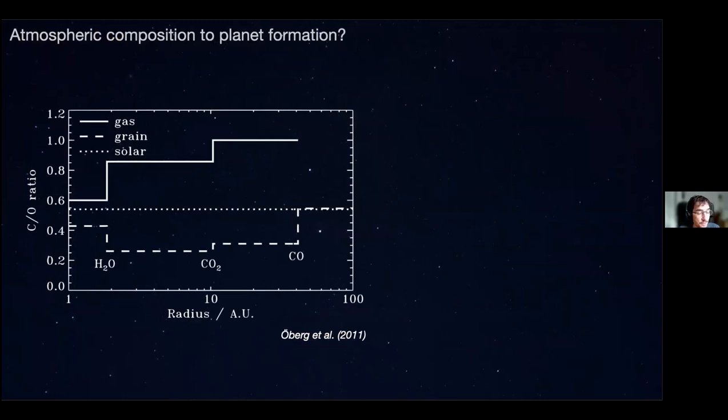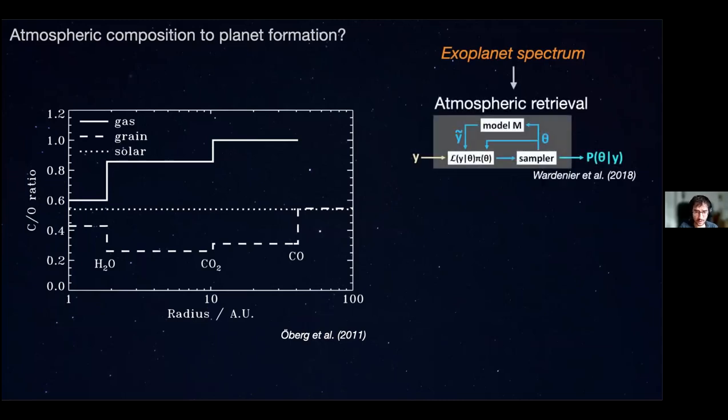As I said, it's a very powerful idea and a very influential paper, but that picture for sure is too simplified. So if we believe for a second that Heidelberg et al.'s disk model was the truth, what we can in principle do is take an exoplanet spectrum, run a retrieval, and get a composition out: C/O ratio, metallicity.